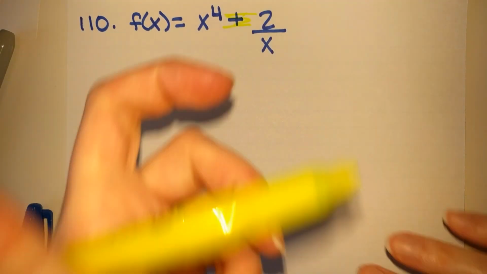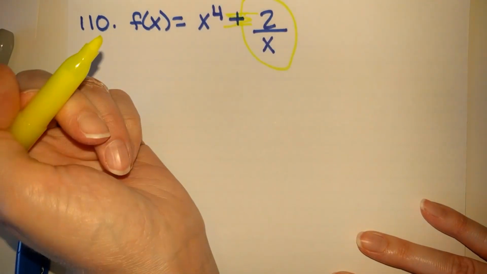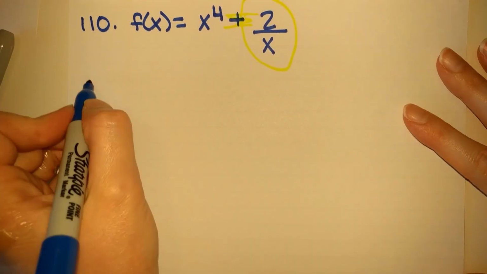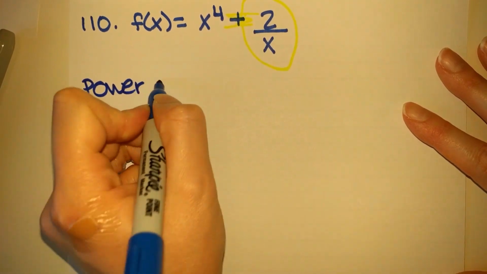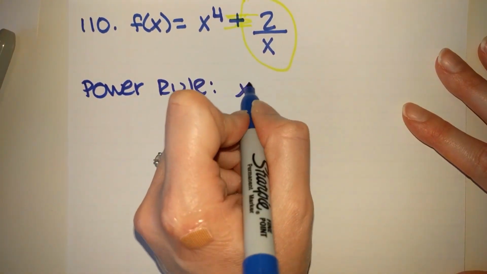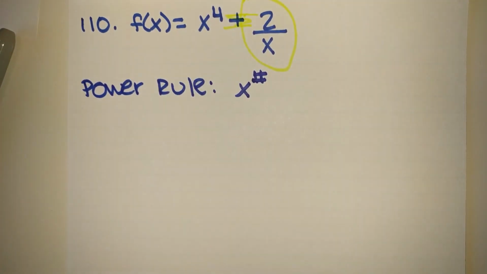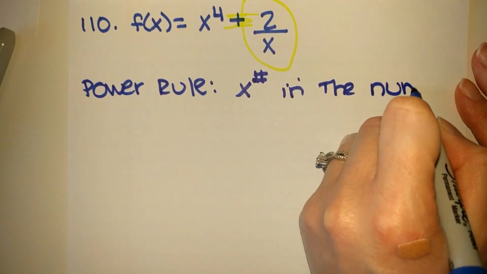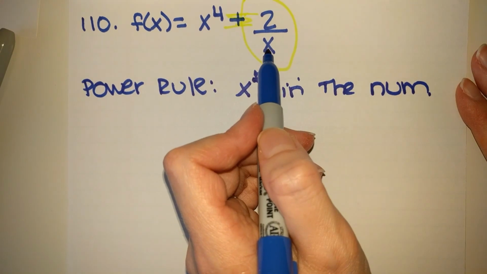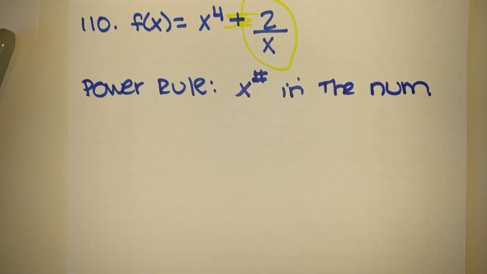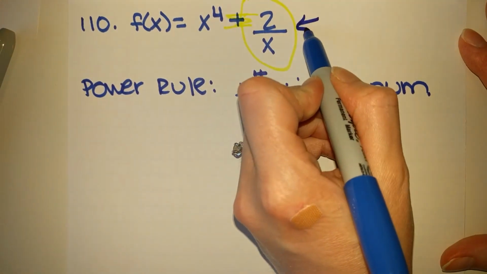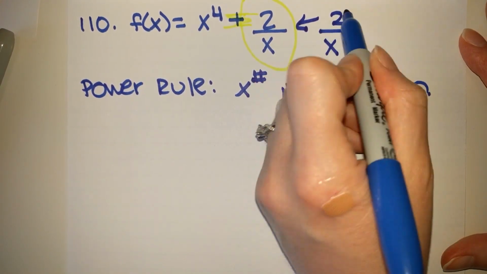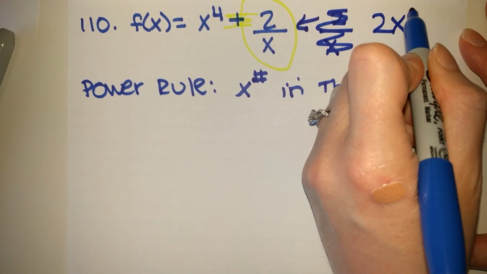Now, this 2 over x term, though, is not as straightforward, because remember that in order for the power rule to work, the power rule requires that we have x to a power, but it can't just be anywhere in the problem. It has to be in the numerator. So when we are looking at 2 over x, that's not in the position to start using the power rule. So I have to rewrite this term as 2x to the negative 1.